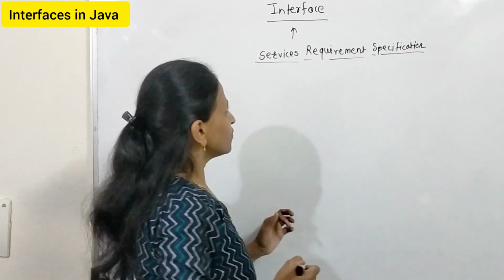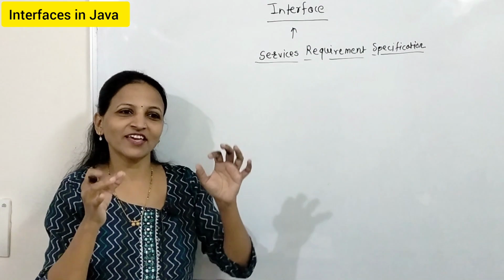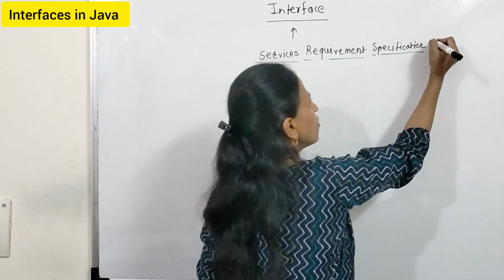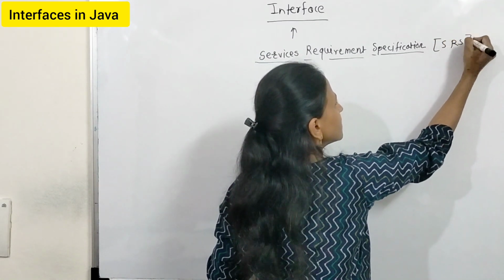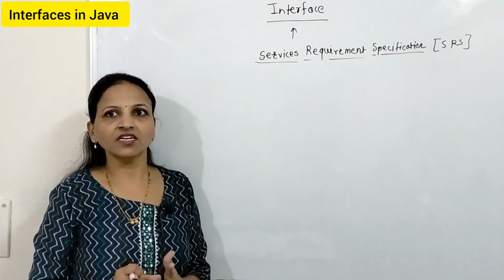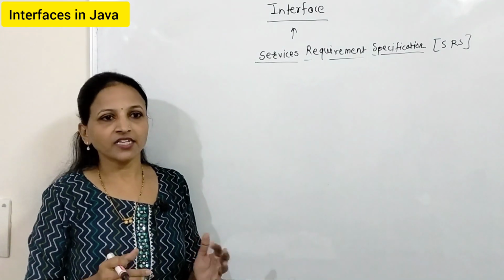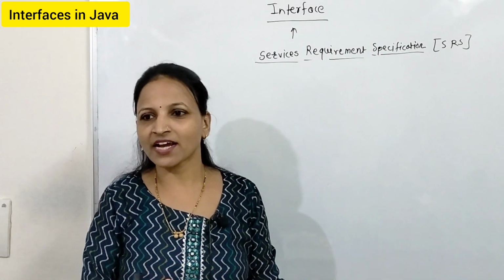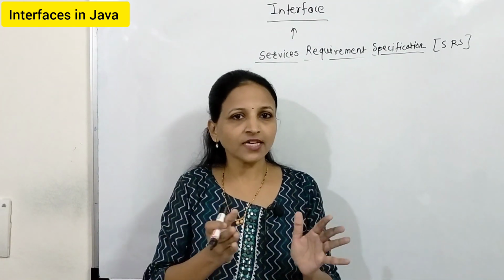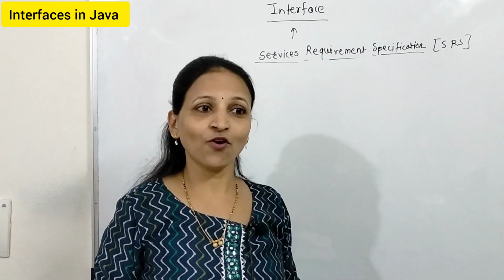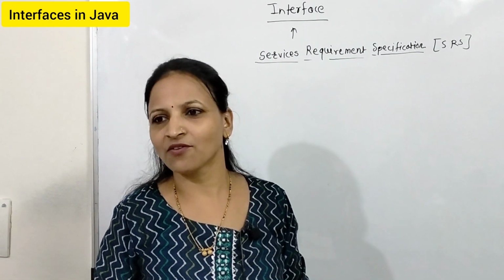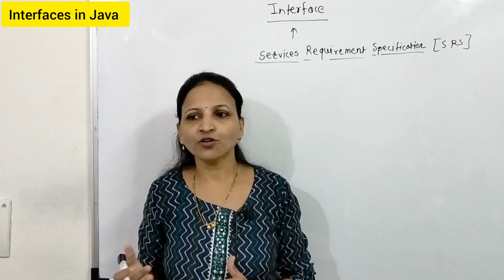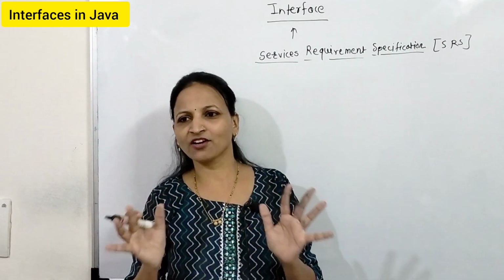You think that this word is very hard, but actually it is a very easy concept. Services requirement specification, you can call it SRS. Let's say you want to do a task like calculation, and there you want to add some functionalities like addition, subtraction, multiplication, division. These are multiple services. Like I want addition, subtraction, multiplication, division, I want to find the square of a number, the square root of a number, whatever your requirement.